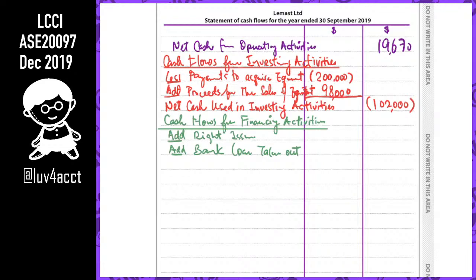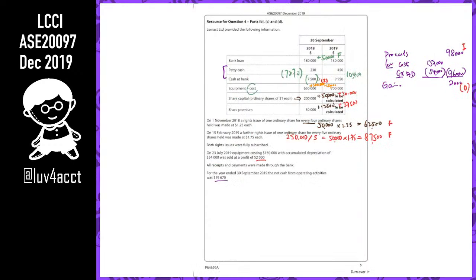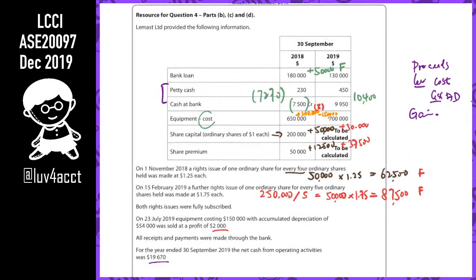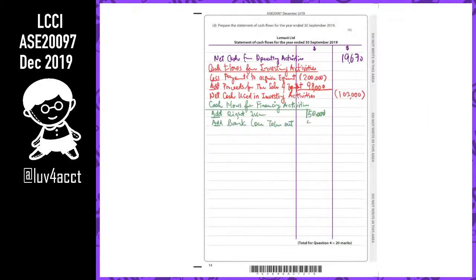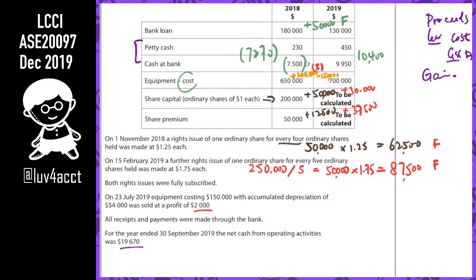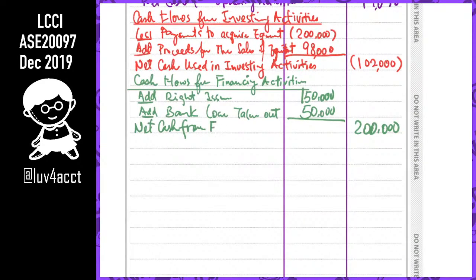Rights issue. How much? 150,000, if I remember correctly. Yes, here. 150,000. And the bank loan, you have 50,000. Any dividend? Let us check again. No dividend, no dividend. Good. So no dividend. So here you have 200,000. This is the net cash from financing activities.